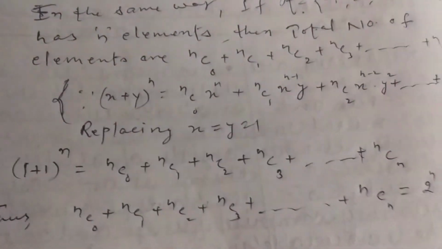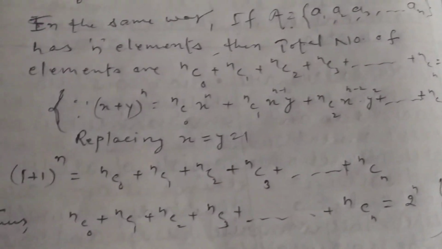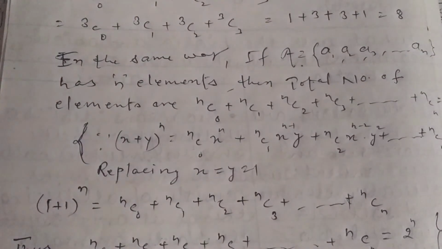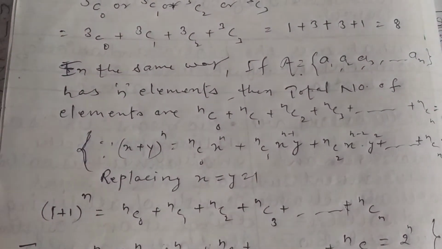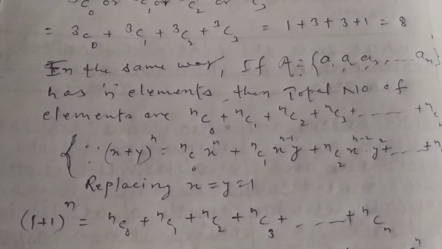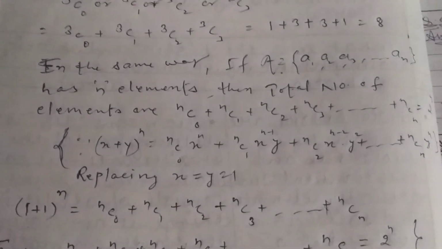So this is the method how to prove that the total number of subsets made from a set A which contains n elements will be 2 raised to the power n.